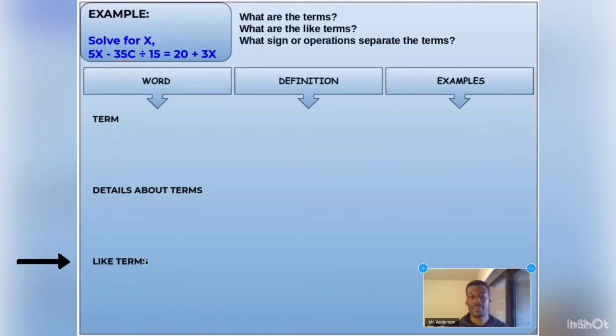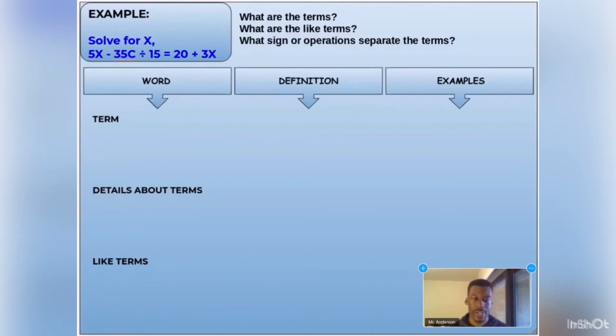All of this is key information. You do not want to skip this video. Definitely pause it if you need to write something down, but you do not want to skip this video. All right. In the definition column, I will give you definitions for terms, the details about terms, and I will give you the definition of like terms. And then, of course, all the way on the right, this column where it says examples, I will give you examples. All right. So let's get started.